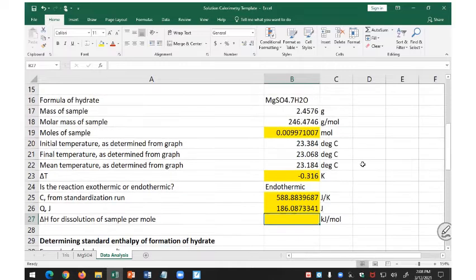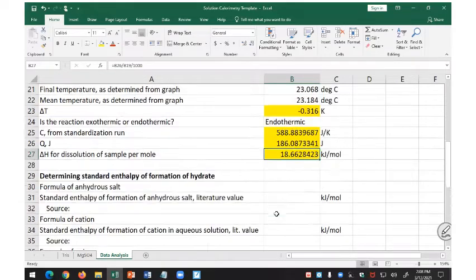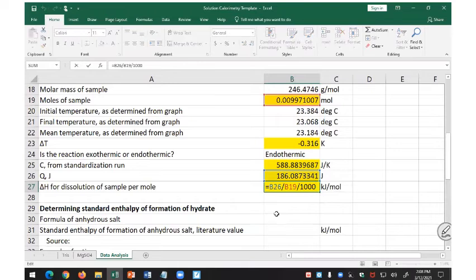Okay. What is it per mole? What should I do? Divide by the moles. This one divided by the moles. And it's asking for it in kilojoules, so I have to divide this by 1,000 to change it to kilojoules. 18.66 kilojoules per mole. Whatever Q you have, divide by the actual moles of your sample. That gives you joules per mole. And then divide by 1,000 to give you kilojoules per mole.